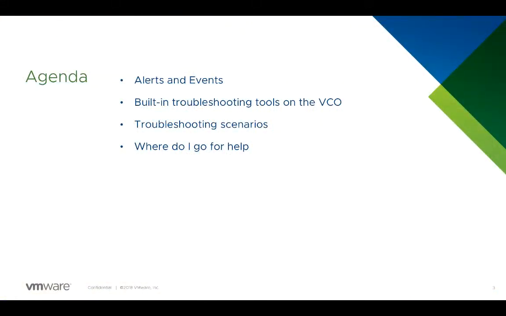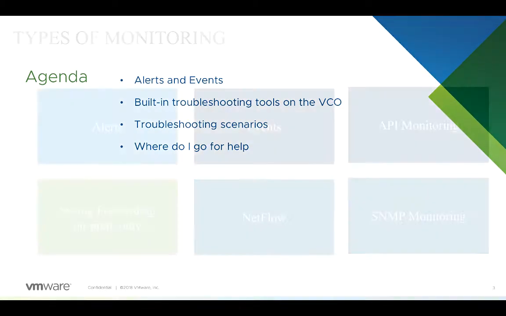So here is the agenda. We'll go over alerts and events. We'll talk about heartbeats, what's the architecture of the heartbeats. We'll go over the built-in troubleshooting tools which are available today on the orchestrator, the management plane. There is zero CLI involved for the troubleshooting. All the troubleshooting is done from the orchestrator. And then we'll go over some of the troubleshooting scenarios too.